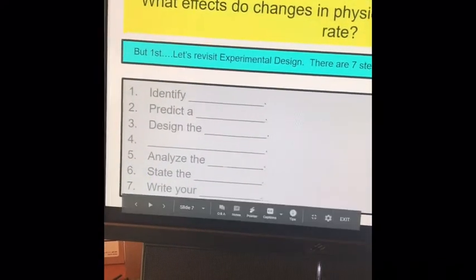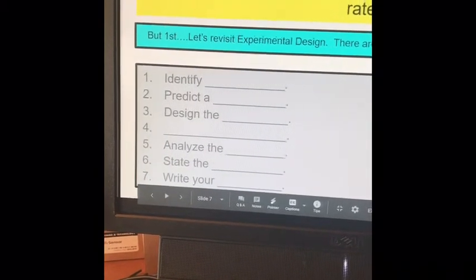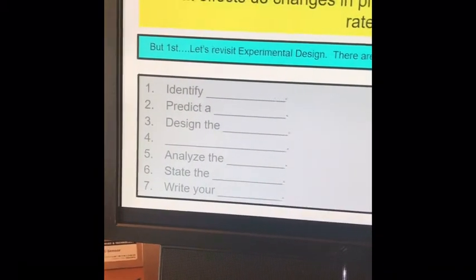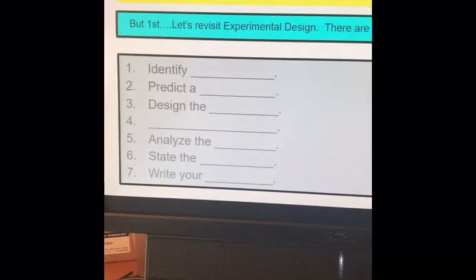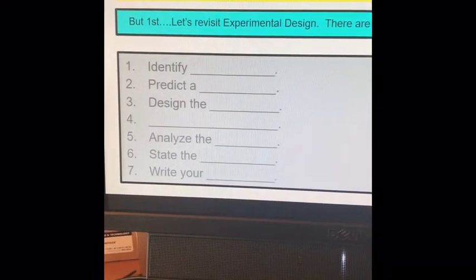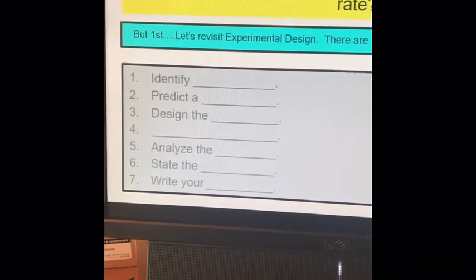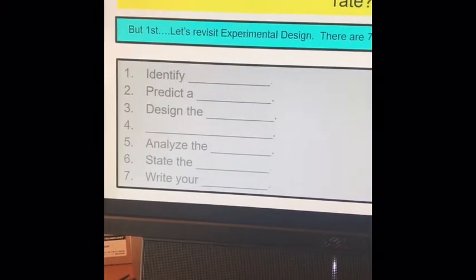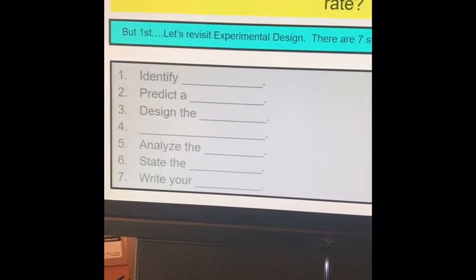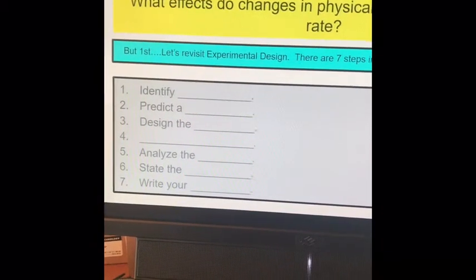Identify your problem, predict a solution, come up with a hypothesis, design your experiment, do your experiment, collect and analyze, and that means collecting your data. Then step 5, analyzing your data to see what happened. State your conclusion. That's the restatement of the hypothesis. And then write your summary, where you're going to take an examination of everything: what you could have done differently, what different controls you could have used, etc.